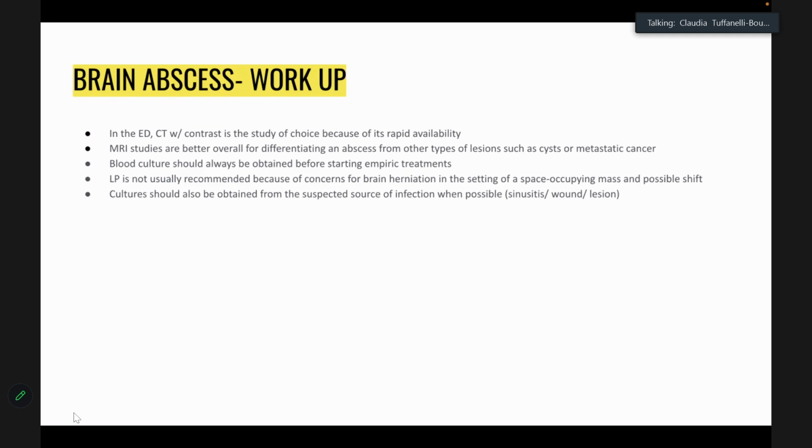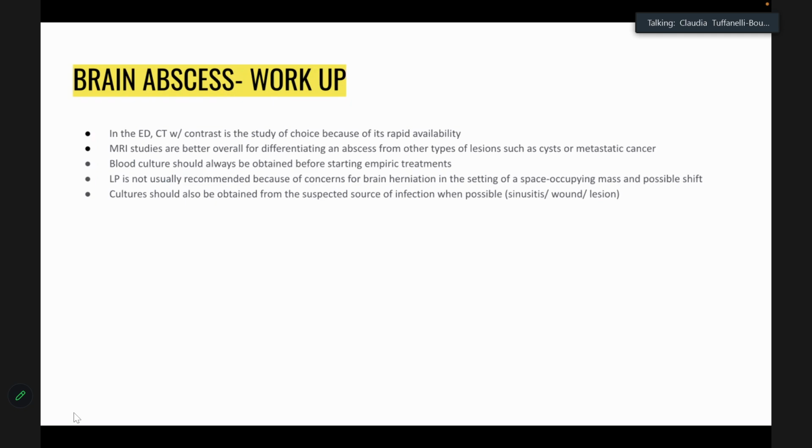Blood culture should be obtained as well. And then LP to get the cerebral spinal fluid is not usually recommended if you diagnose a brain abscess, because there is a mass there. And when there's a mass, you're usually going to have an increase in intracranial pressure, and doing an LP would increase the risk for herniation.